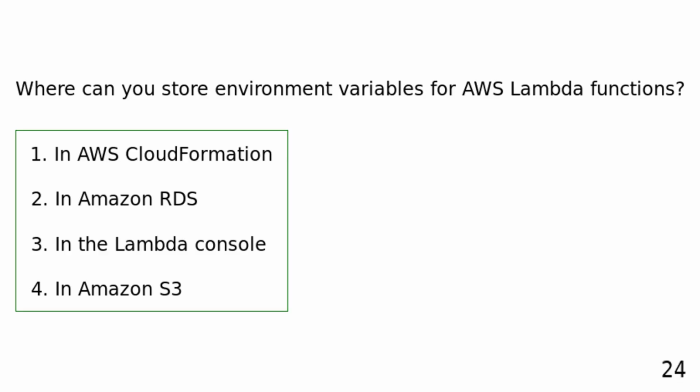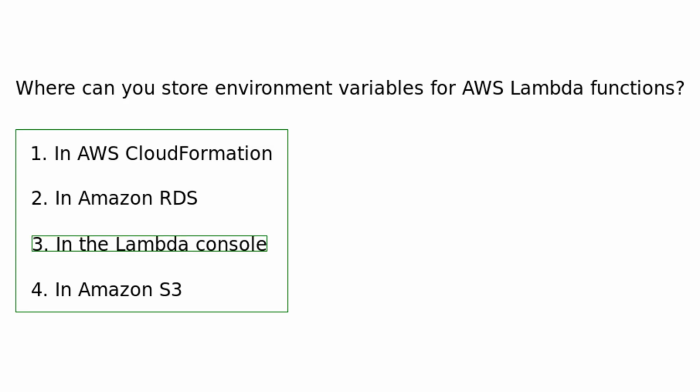Where can you store environment variables for AWS Lambda functions? In AWS CloudFormation. In Amazon RDS. In the Lambda console. In Amazon S3. Environment variables for AWS Lambda functions can be set and managed in the Lambda console.